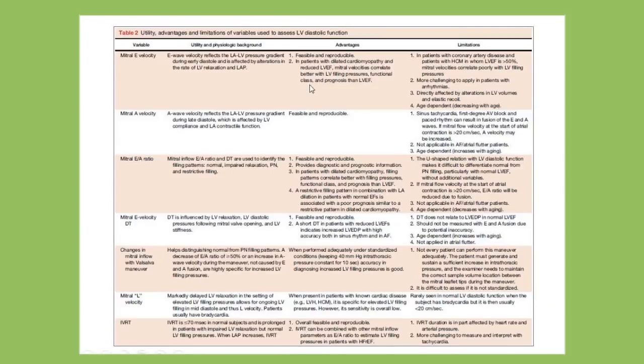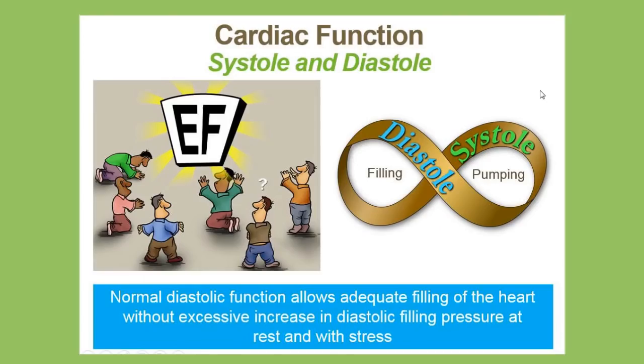There's also another table that talks about the utility, advantages, and limitations of the variables used to assess LV diastolic function. For instance, the mitral E velocity, the utility is explained, advantages, and limitations. I'm sure you figured out by now that diastolic function is not exactly an easy thing to evaluate. So again, this document is very, very helpful as you try to do that for your patients.